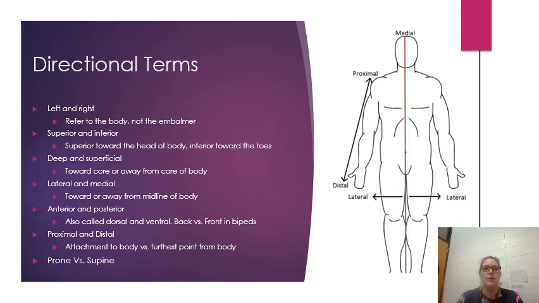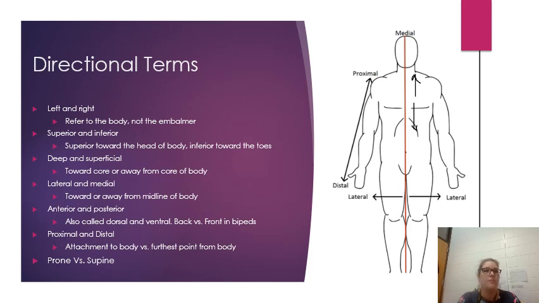Superior and inferior mean up and down. If I'm talking about superior, I'm talking about toward the head. And if I'm talking about inferior, I'm talking about toward the toes. For an example, the belly button is inferior to the head, or the head is superior to the belly button.